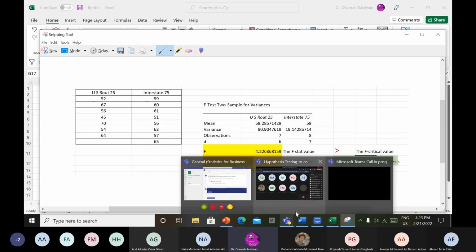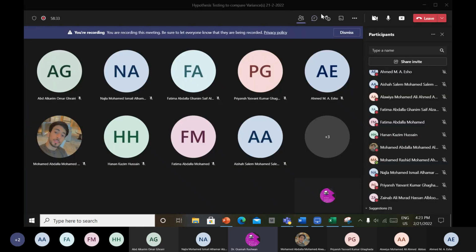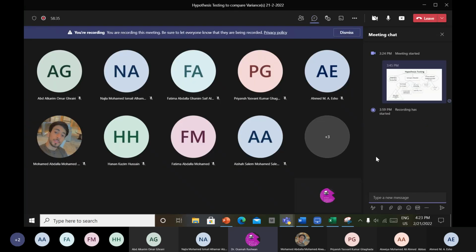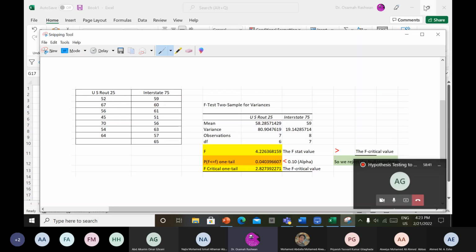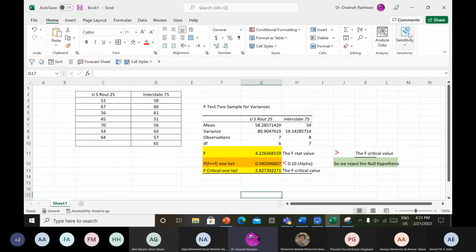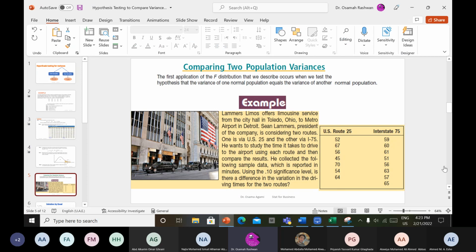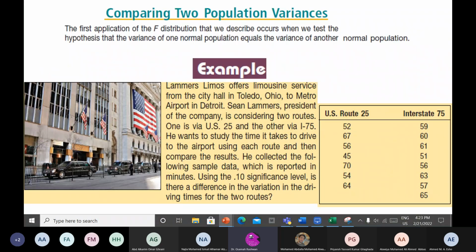I'll give you this one in your chat. But you don't have the chi-square in Excel, so if you have one sample, you have to do it by hand. Two sample, you already have it in the Excel. Let's go for the normal steps by hand, if you would like to do it by hand. We still have time.